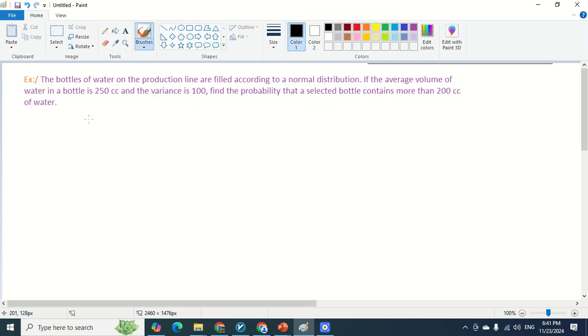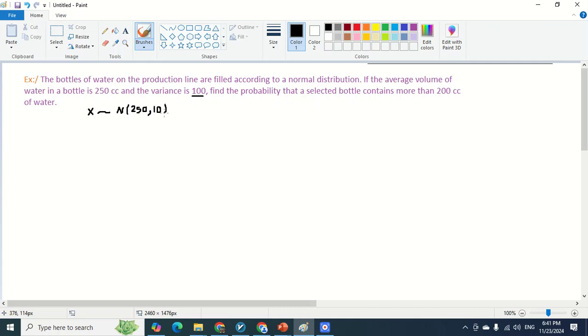So over here, we realize that if the capacity of the water is determined by the random variable x, then x follows the normal distribution with the mean of 250 cc. So the character of this normal distribution is 250 for mu, and the variance is 100. You should care about it. The variance is given, so you should calculate the standard deviation, the root of 100, which is equal to 10.